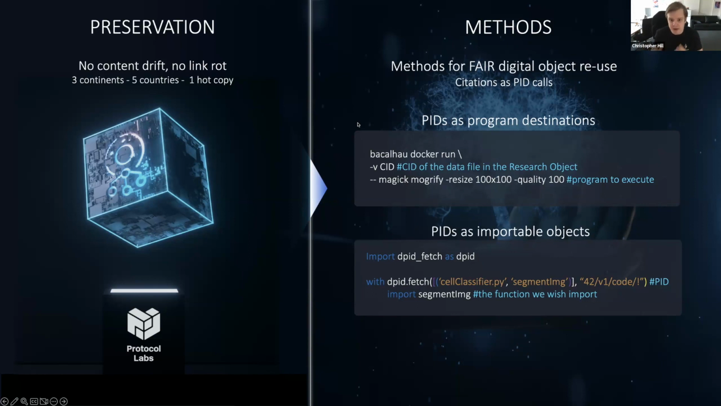You can also have PIDs as importable objects. So what does that mean? That essentially means you can take any PID in a DeSci node and import the content in your Python IDE or any IDE you're using. These are libraries that we're building that allow scientists to easily reuse these data sets, these code files, and all of these things with a simple one-liner line of code in your current interface.